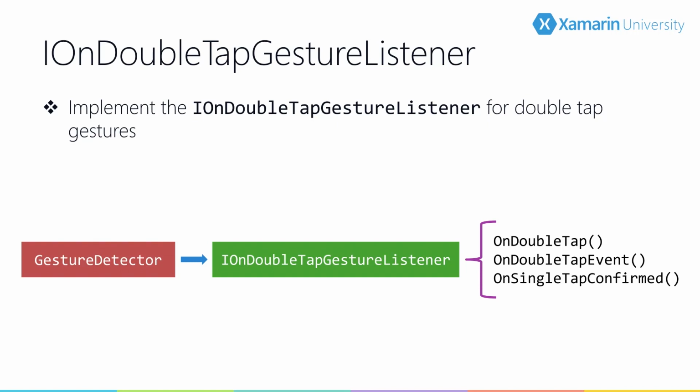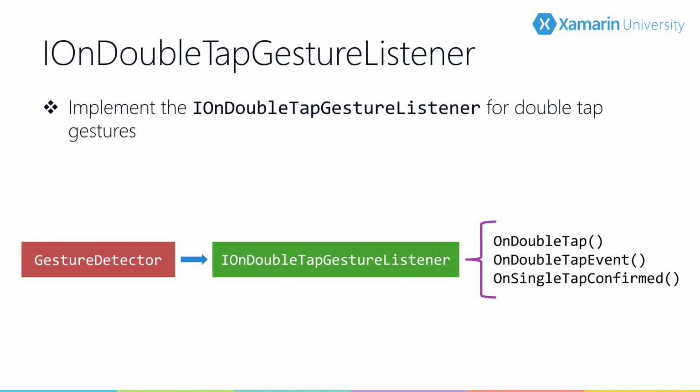And then our second interface is the IOnDoubleTapGestureListener. That's used with the GestureDetector object, and it defines three methods. OnDoubleTap is raised for a double tap gesture. Remember, this means that a finger touches the screen, lifts, and then touches the screen again. The finger doesn't need to lift the second time for this gesture to occur. OnDoubleTapEvent is raised for each step of the double tap gesture.